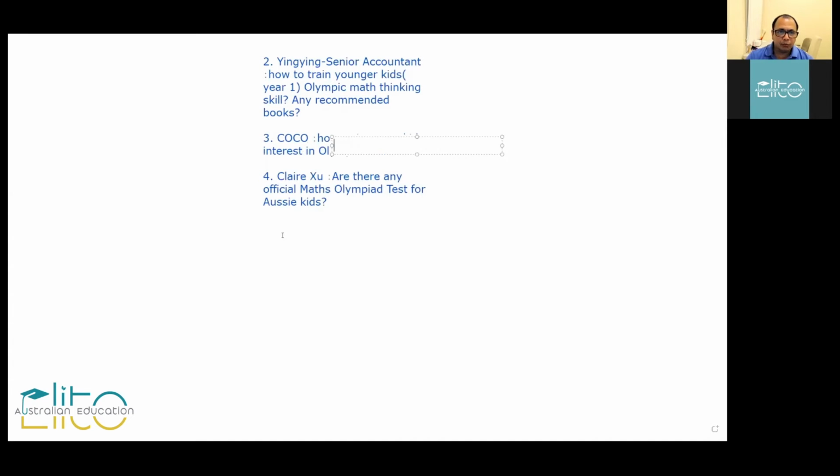The second one is from Coco. This is how to increase kids' interest in Olympic math. The answer is extremely difficult. Maths in general is not that interesting to a lot of kids out here, mainly because the schools here don't give a lot of importance to maths, unlike my country, India, or China, South Korea, Japan, and Singapore, where maths is given a lot of importance. Out here, maths is, yeah, so what?